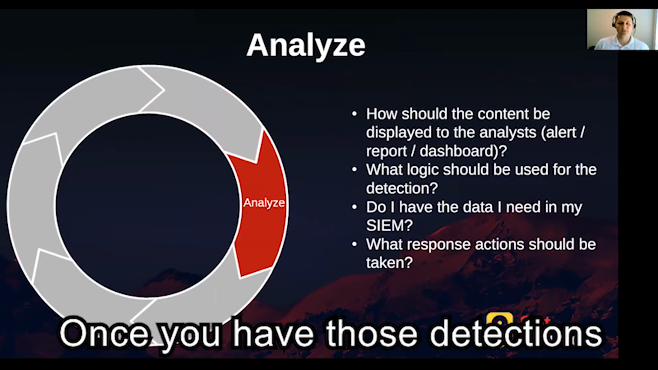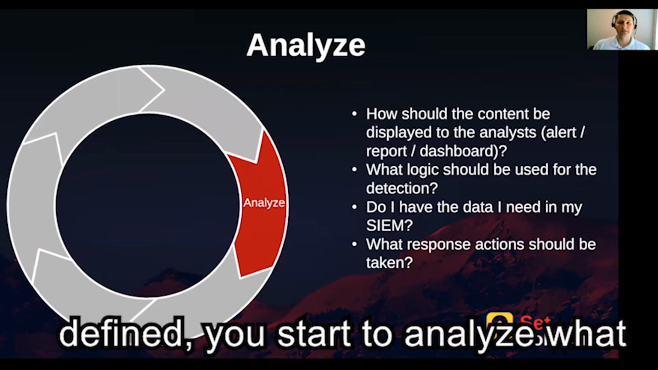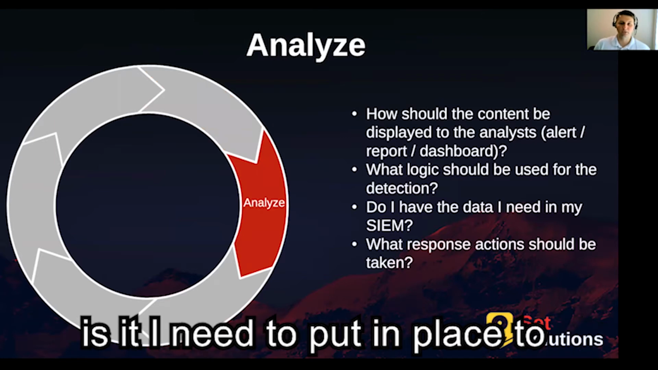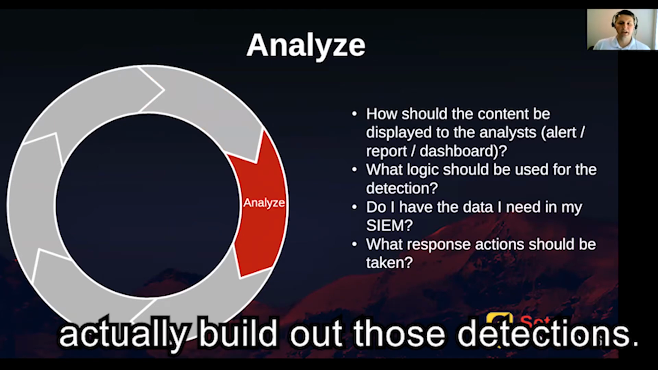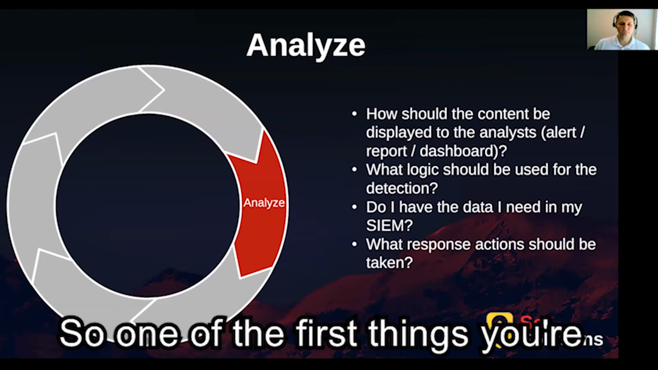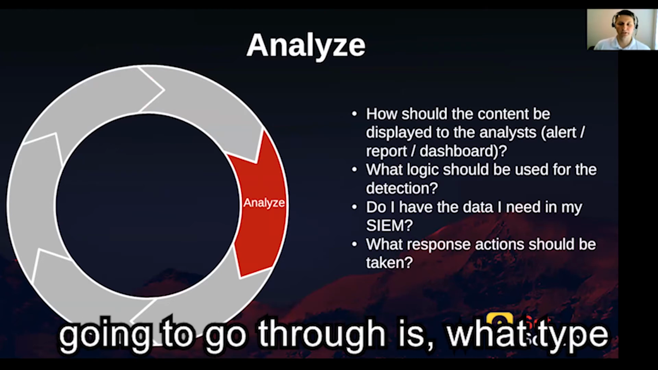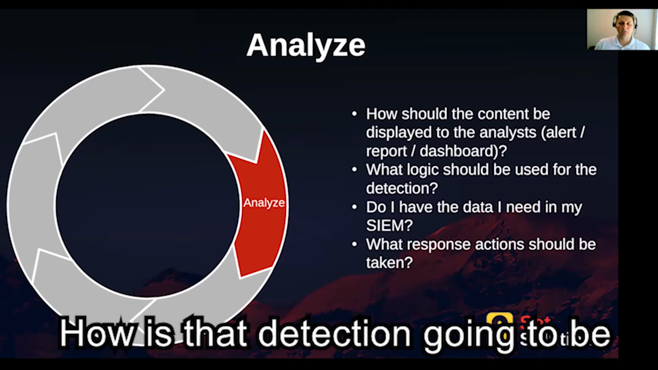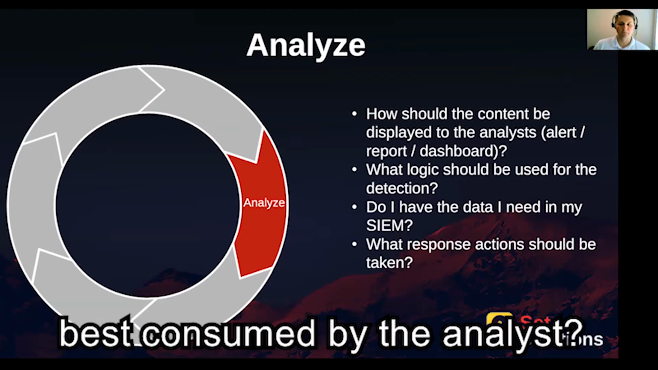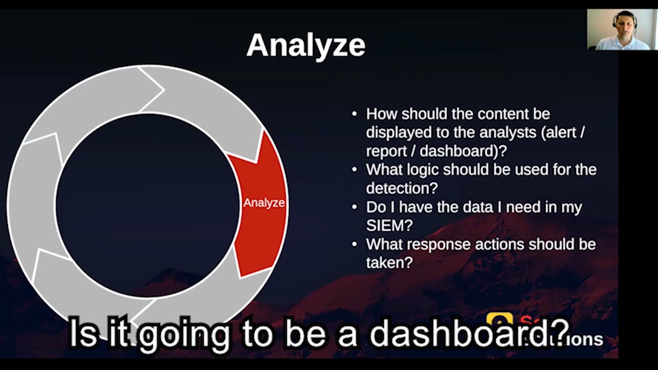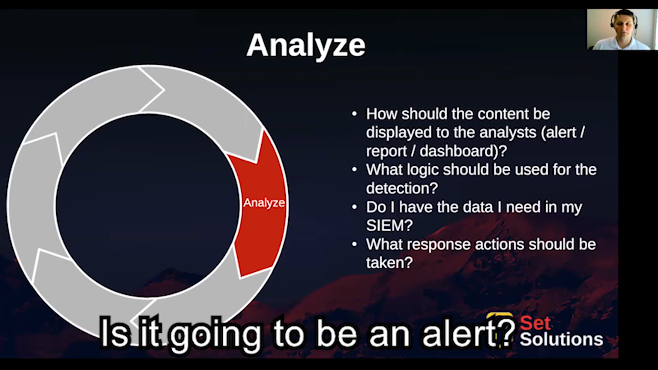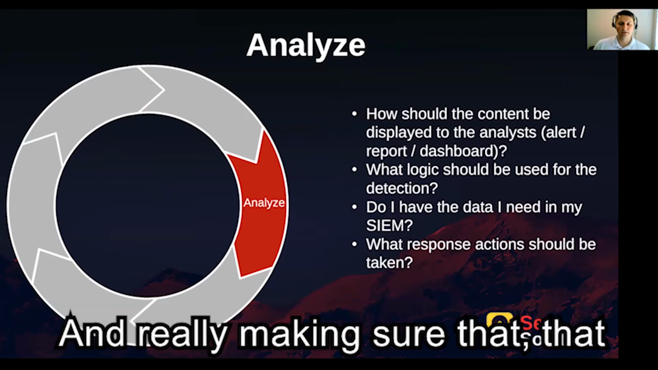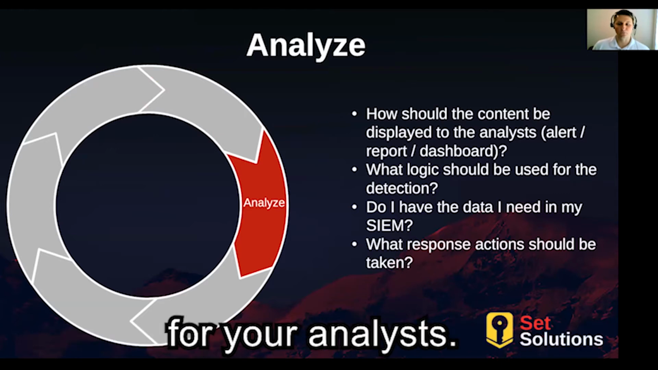Once you have those detections defined, you start to analyze what it is I need to put in place to actually build out those detections. One of the first things you're going to go through is what type of content should I build? How is that detection going to be best consumed by the analyst? Is it going to be a dashboard? Is it going to be an alert? And really making sure that the content you're building is useful for your analysts.